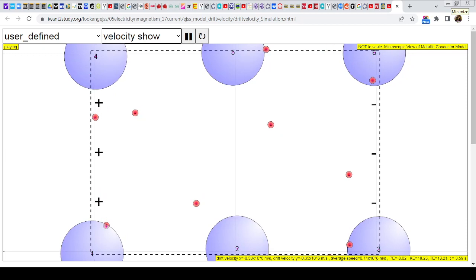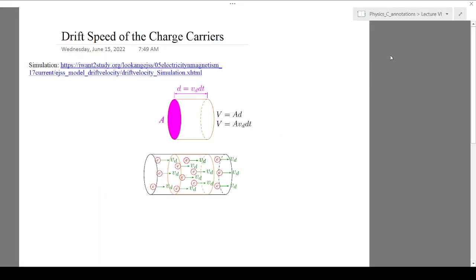And when you have this wire subjected to an electric field, these electrons start to move. They still move randomly, like you saw in that simulation, but that's the main point here: they start moving slowly in one preferential direction.